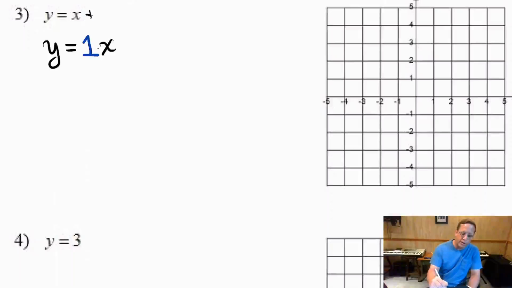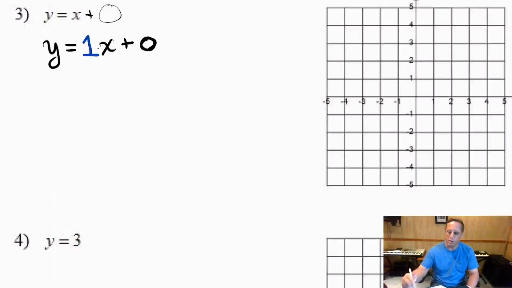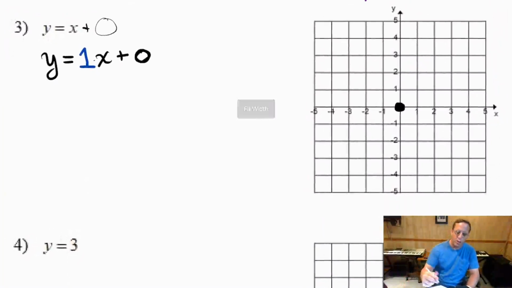Now there's nothing added. There's nothing like plus or minus there. But we can put something there that doesn't change the meaning of it. We can put plus 0, meaning that the graph of this line goes through the origin. That's where it goes through. So it's going to go through (0, 0) right there. And our slope is 1.